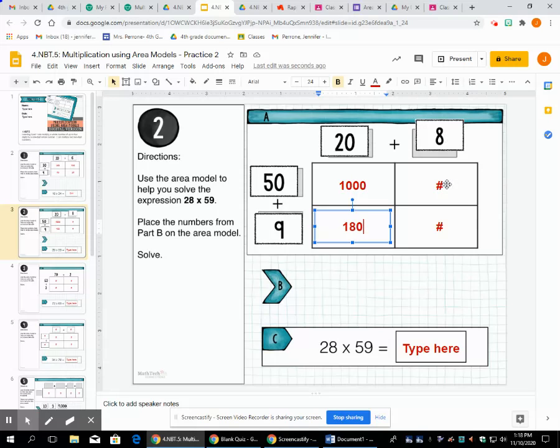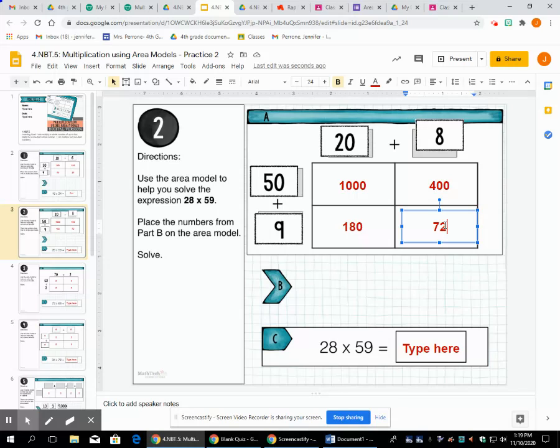I'm going to multiply it by the 50 first. 8 times 5 equals 40, and 1 zero for 400. Well, let's look at 8 times 9 equals 72. So in your boxes, please check your work and make sure your boxes match mine.